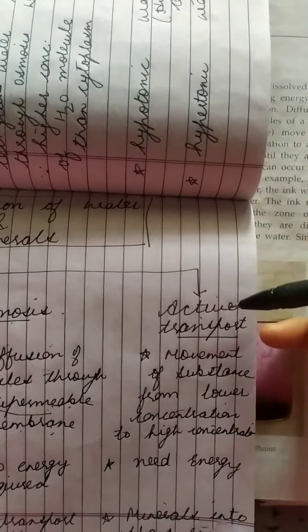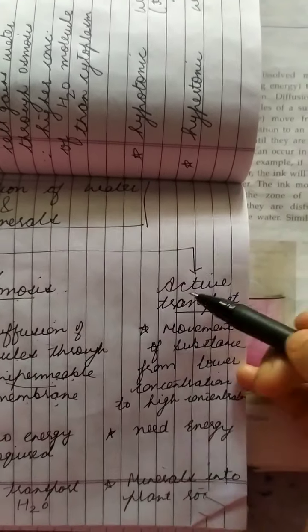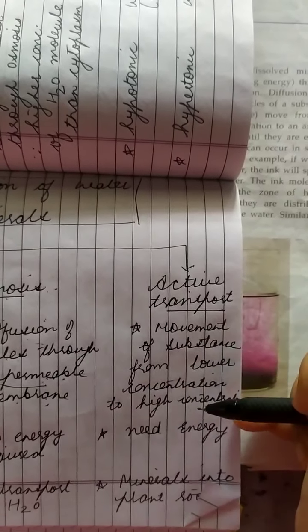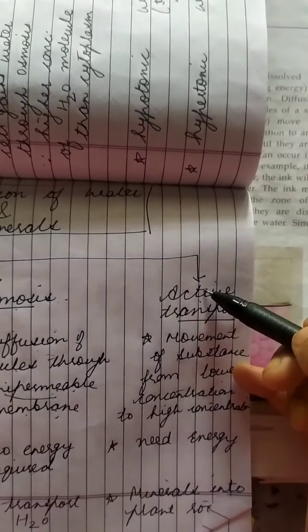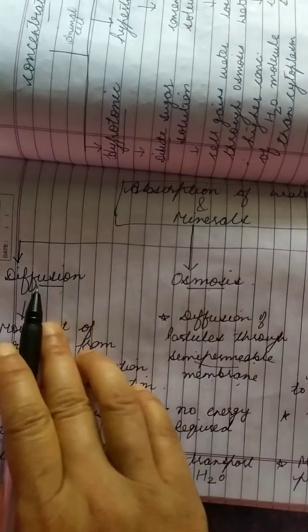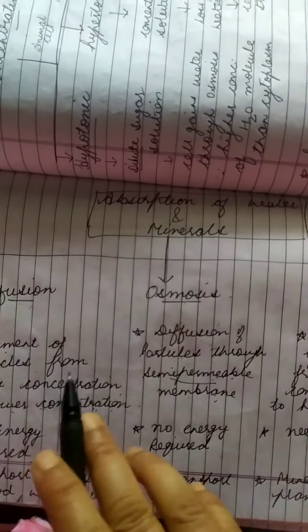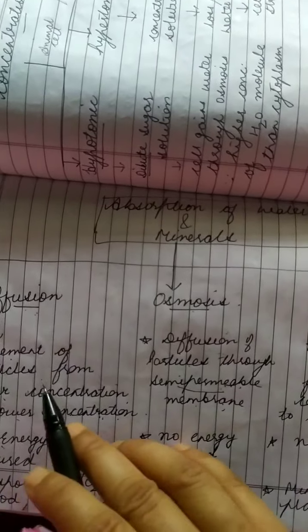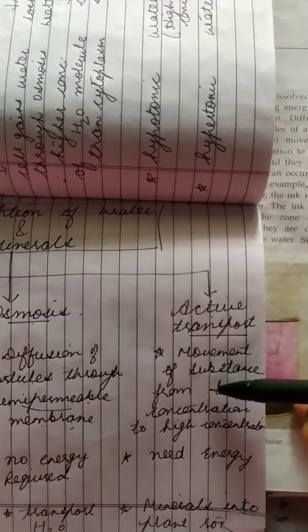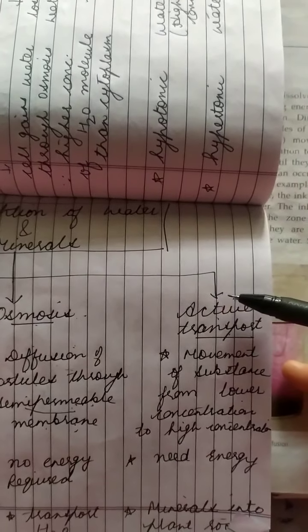Then the third one is active transport. Active transport is the movement of substances from lower concentration to higher concentration. So active transport is opposite to diffusion and osmosis. In diffusion and osmosis, molecules or particles move from higher concentration to lower concentration, but in active transport, there is movement of substances from lower concentration to higher concentration.